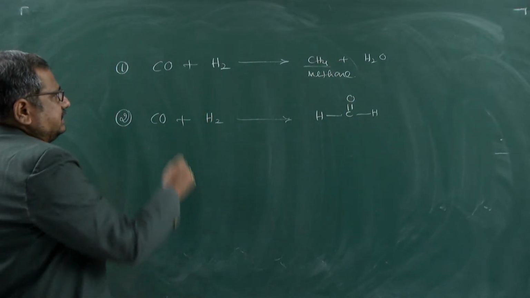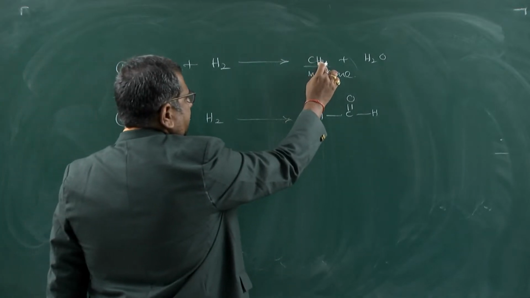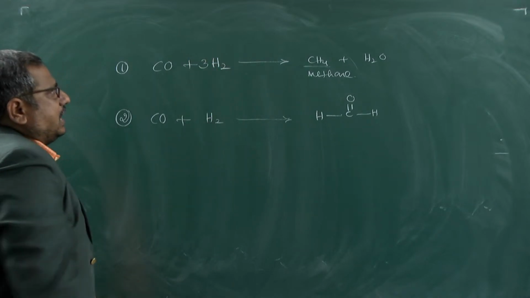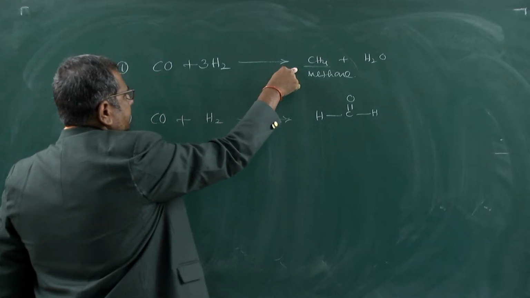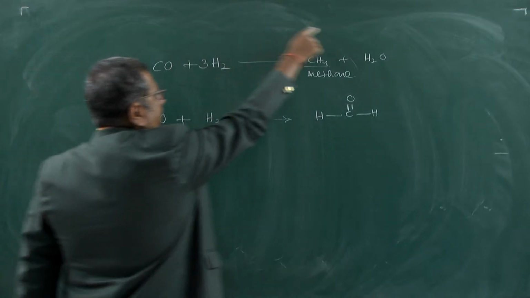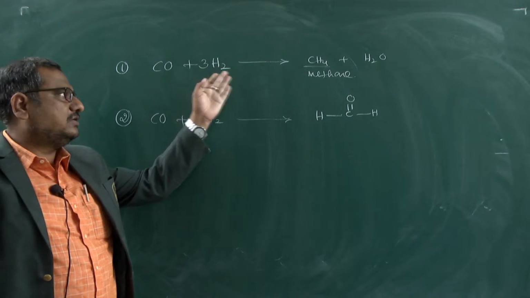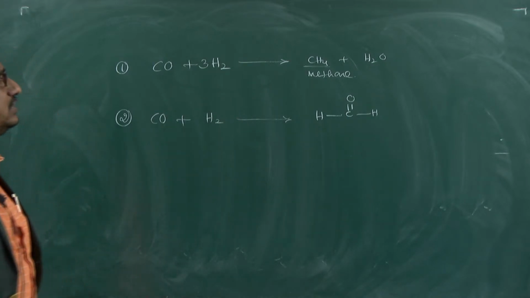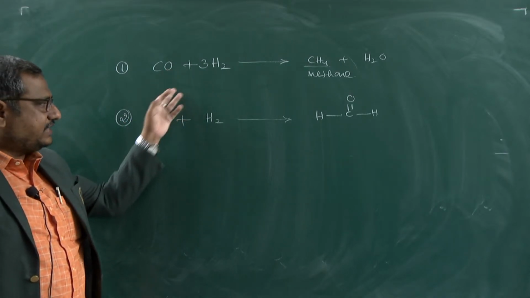Now, balancing the chemical equation: one carbon is there, and how many hydrogens? 4 plus 2, 6 hydrogens are there. If I use 3 here, to make 6, and how many oxygens? One oxygen is present. Now the reaction is balanced: one carbon, 4 plus 2, 6 hydrogens, and one oxygen. Carbon monoxide plus 3 moles of hydrogen react to form methane and water. This is a 1:3 ratio.